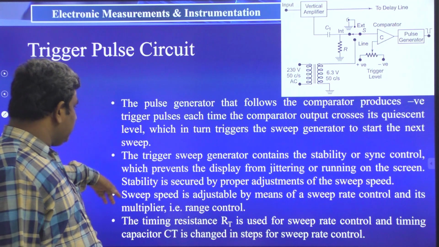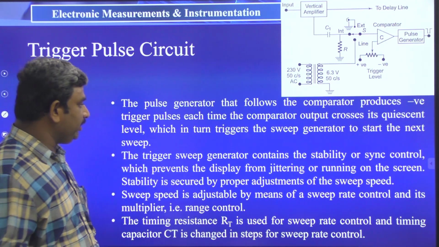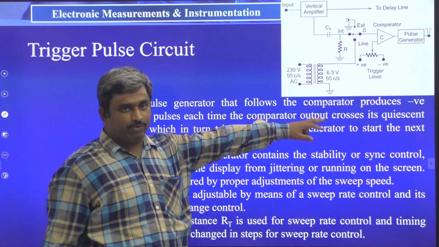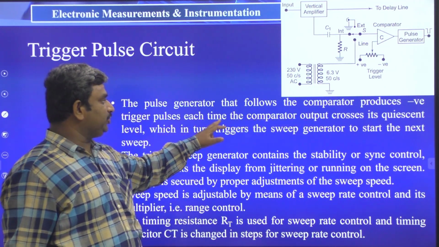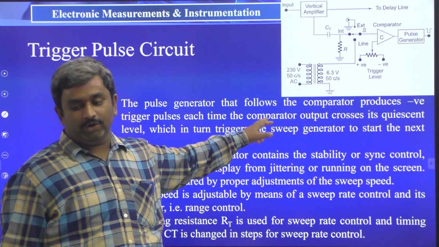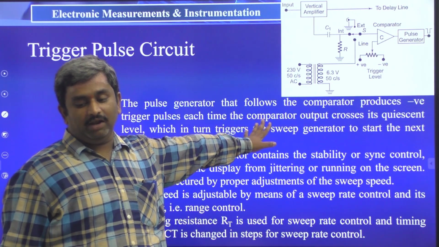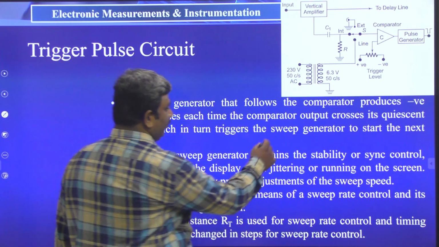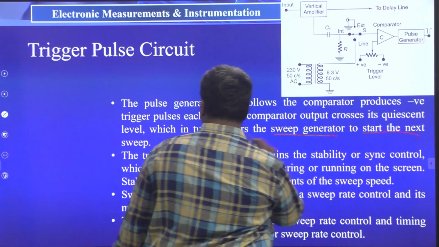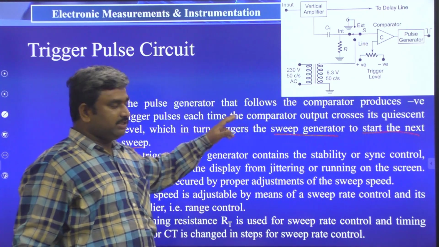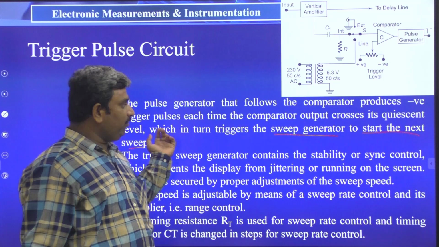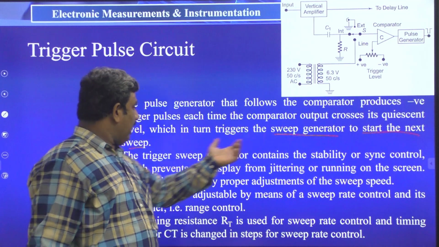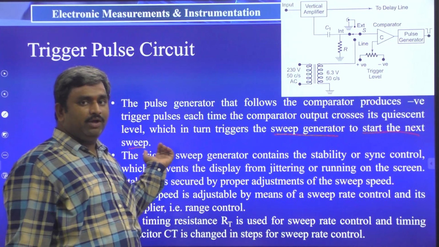And this is the complete information about jittering and those parameters. The pulse generator that follows the comparator produces negative trigger pulses each time the comparator output crosses its quiescent level, which in turn triggers the sweep generator to start the next sweep. So whenever the negative voltage comes from this comparator, it triggers the sweep generator circuit, and the next sweep will start from here.